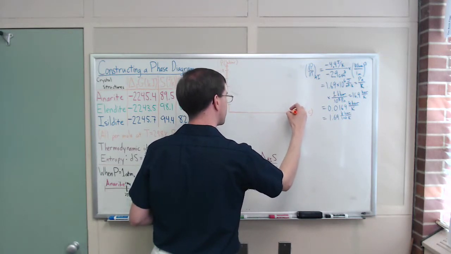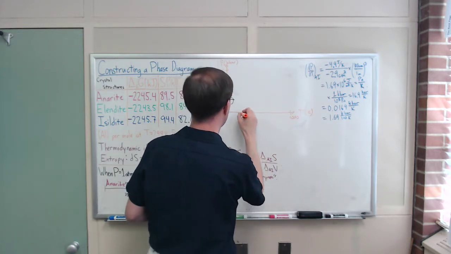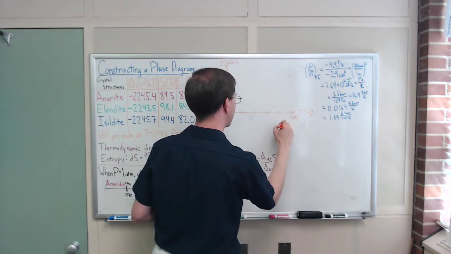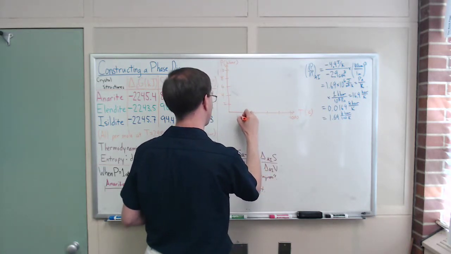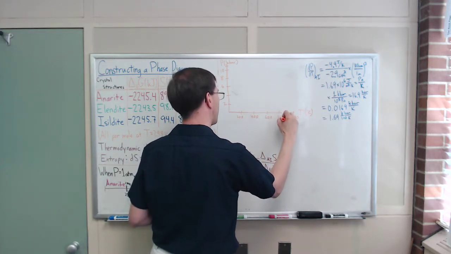Well, let's call this 1,000 Kelvin. So I need 2, 4, 6, 8. I think I did that pretty well. 200, 400, 600, and 800 Kelvin.